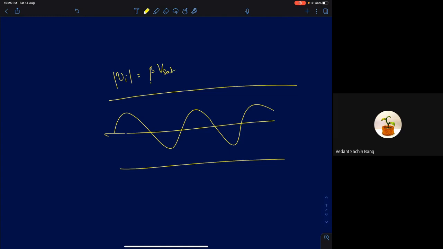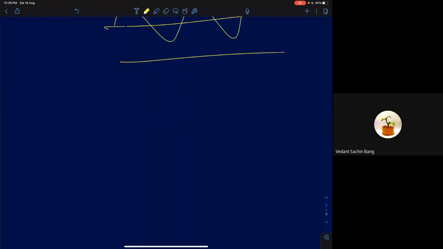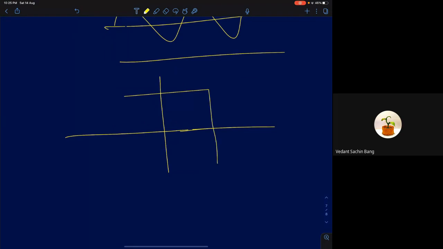Mod of Vi is smaller than beta Vsat. What do you think will be the output? So look at both the transfer characteristics. I'll just quickly draw the transfer characteristics. For one guy, the transfer characteristic looks something like this. So this is your inverting Schmitt trigger.